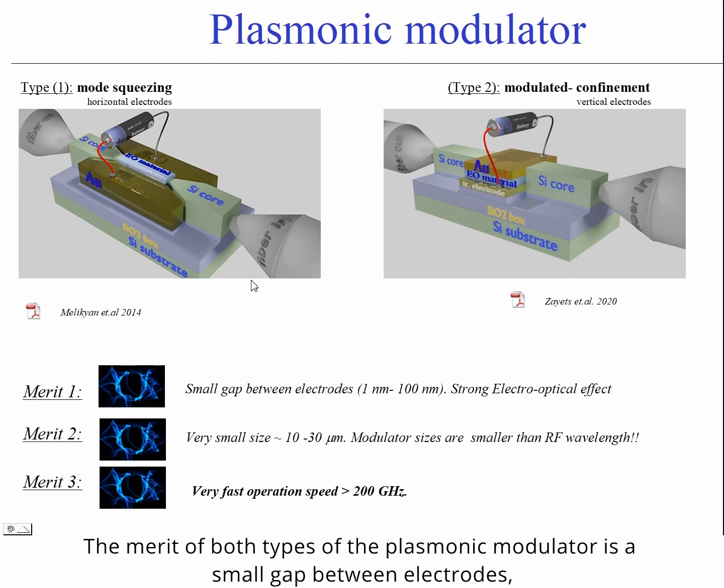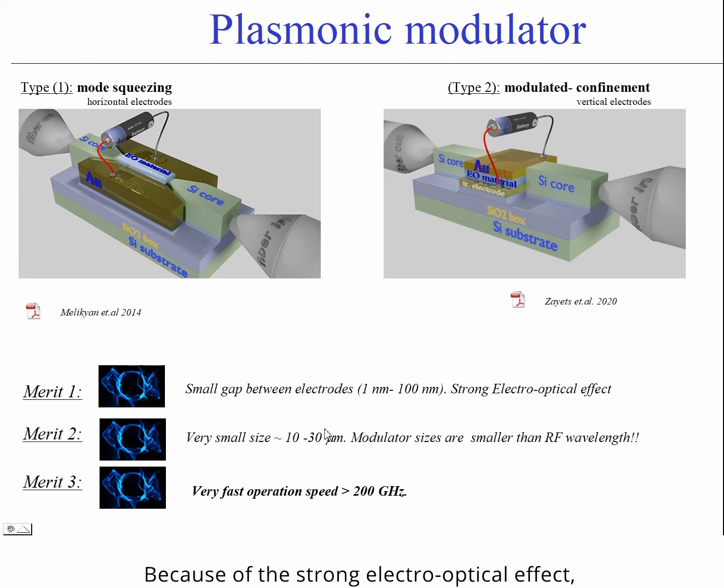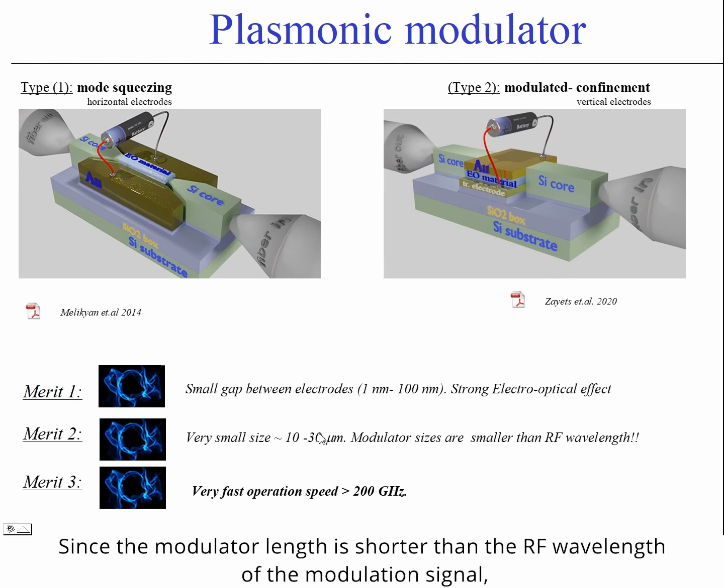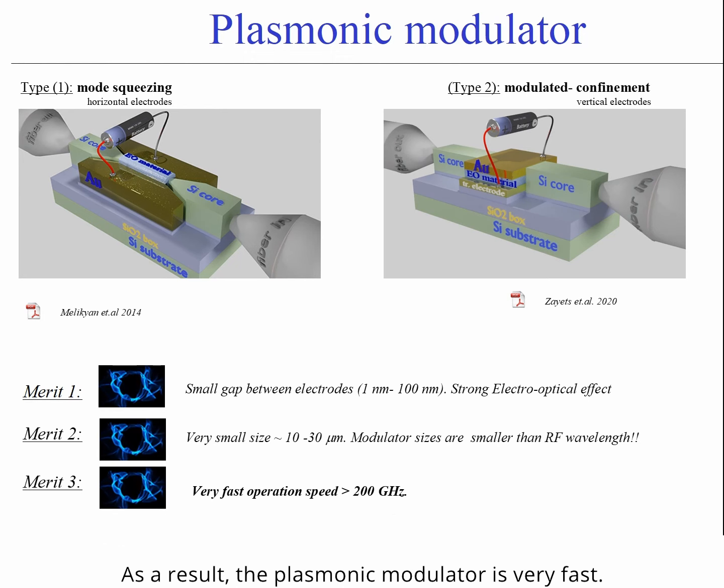The merit of both types of plasmonic modulators is a small gap between electrodes, which is between 1 and 100 nanometers. It results in very strong electro-optical effect. Because of the strong electro-optical effect, the length of plasmonic modulator is as short as 10 to 30 micrometers. Since the modulation length is shorter than the RF wavelength of modulation signal, there is no phase mismatch problem, which limits the modulator operational speed. As a result, the plasmonic modulator is very fast.